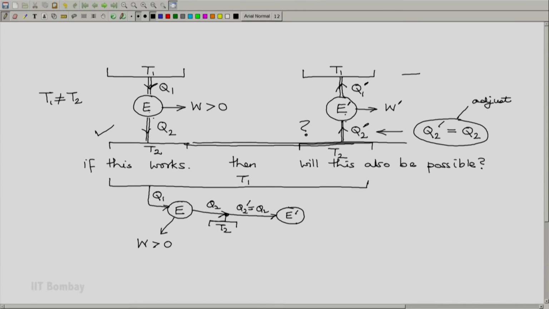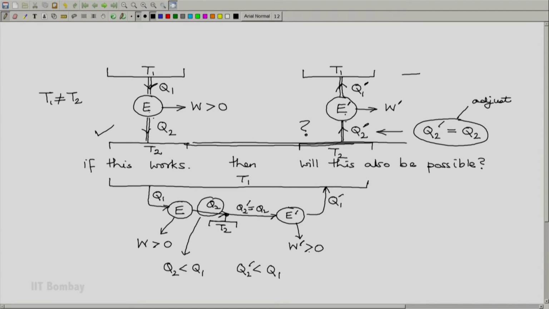Now what does E prime do? E prime produces a positive amount of work W prime greater than 0, and it rejects to this reservoir at T1 heat equal to Q1 prime. Now let us see the consequence of this. First, W is greater than 0, consequently Q2 will be less than Q1. Why? Because W is Q1 minus Q2. If W is positive, Q2 has to be less than Q1. Now here Q2 prime equals Q2. Okay, so we have Q2 prime less than Q1.